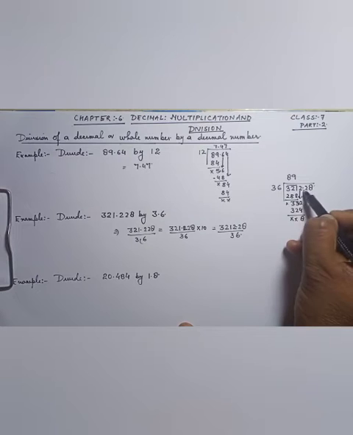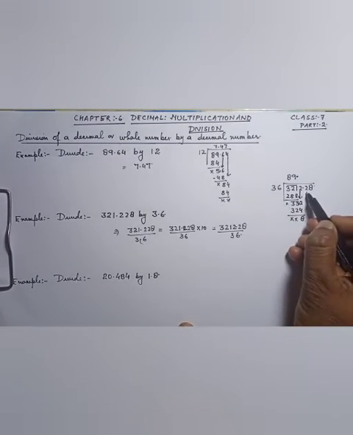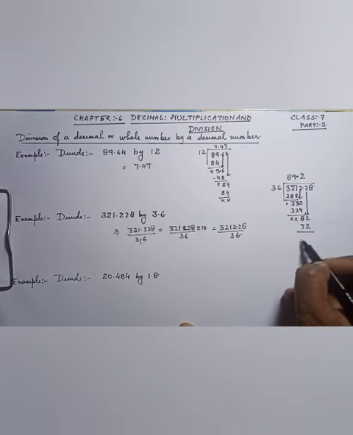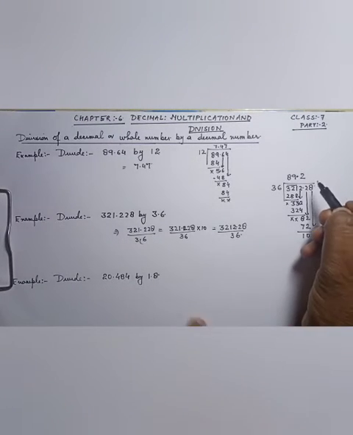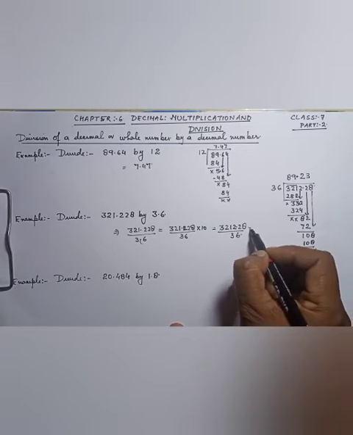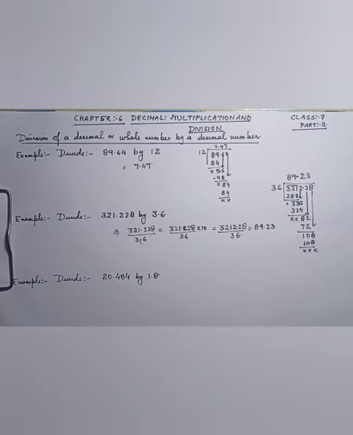Now after 3212 there is a decimal, so I am going to put a decimal over here, and after that I am going to bring down this 2 over here. Now 36 twos are 72. So again I am going to bring down this 8 over here. So 36 eights are, 36 threes are, sorry, 108. So the answer that we are going to get is 89.23. I hope this division is very much clear to everyone.